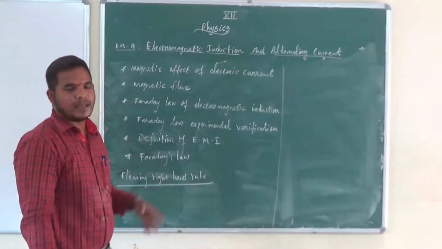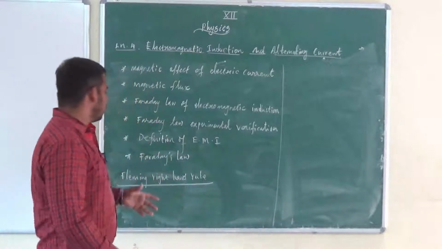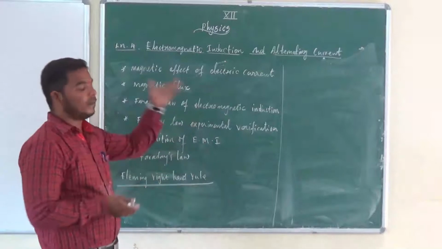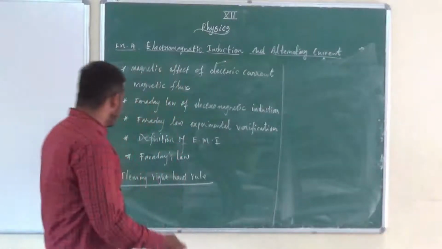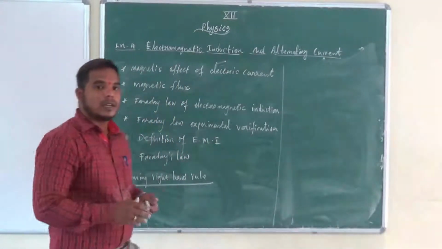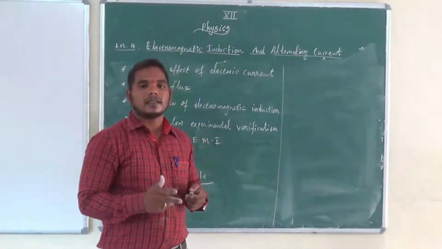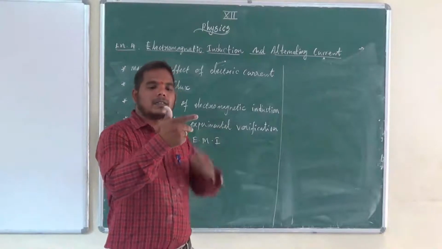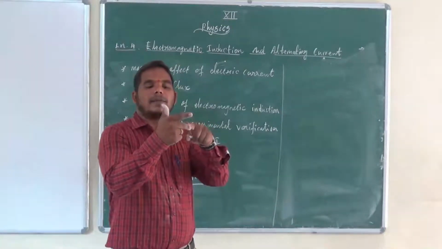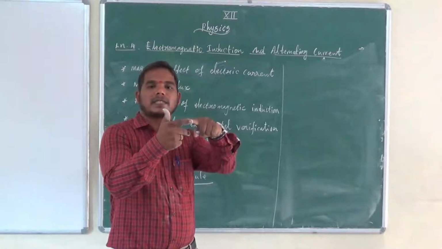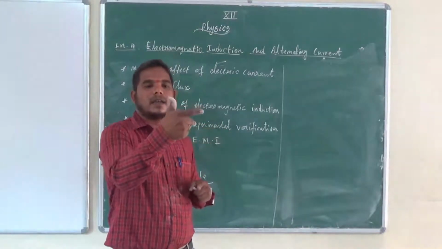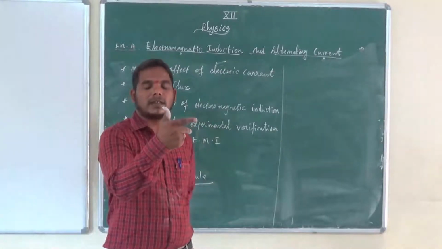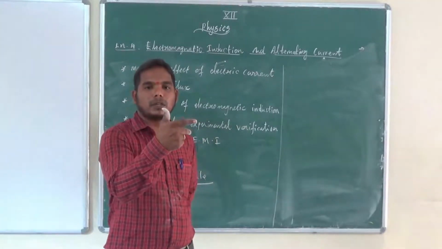What is the Fleming right hand rule? First, we'll discuss the Fleming right hand rule. Next, we will recall the Fleming left hand rule. Take our right hand, stretch the three fingers: thumb, forefinger, and middle finger. Three fingers are mutually perpendicular to each other.